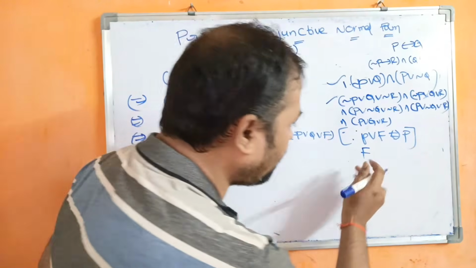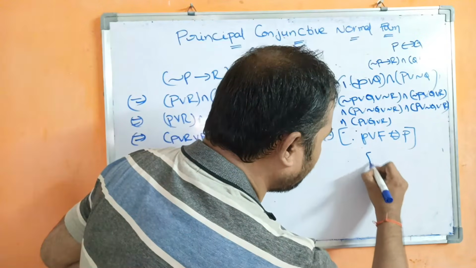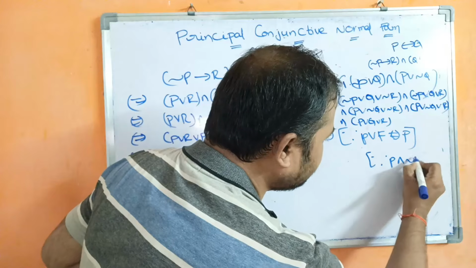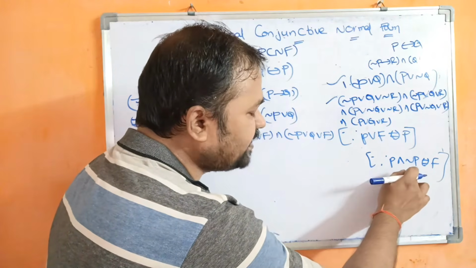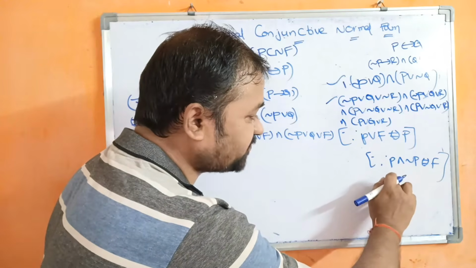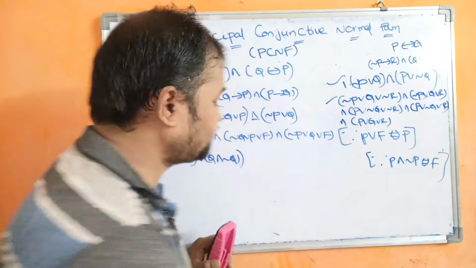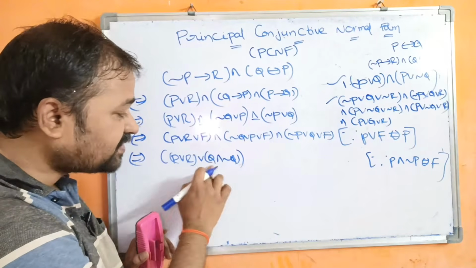The result of P and negation P is always false. Why? Because if P is true and negation P is false, the result is false. If P is false and negation P is true, the result is again false. Okay. Here we are replacing false with this proposition.